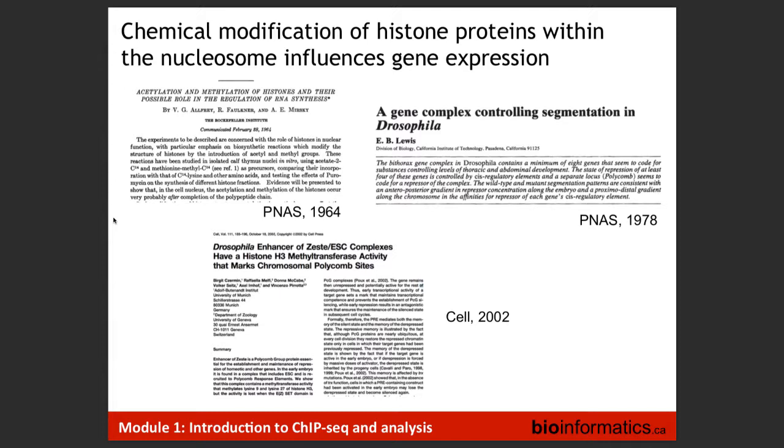So going back to 1964, where the first observations of, in fact, acetylation, so acetylation is one type of chemical modification that can occur, the first studies associating acetylation and active gene transcription were made. Of course, back in 64 and even in 78, we thought that these chemical modifications were more structural. We didn't have the concept of them being actively regulated or dynamic in the sense that we understand them to be today.